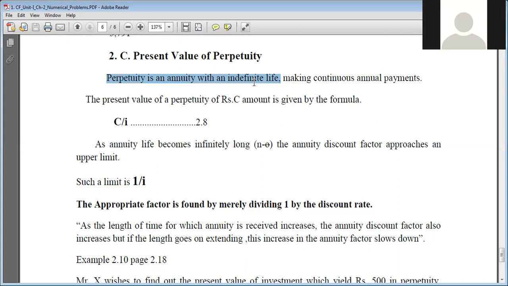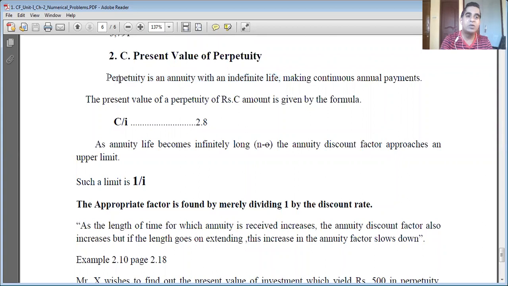Yes, lifetime. So the retired person who is going to receive a pension receives a fixed sum of monthly income for an indefinite life, throughout lifetime. We don't know when that person is going to die. So that is nothing but perpetuity, a very good example. So I repeat, perpetuity is an annuity with an indefinite life, making continuous annual payments. It may be making payments or receiving payments, both. The best example for a layman at our level is a pension received by a pension holder or retired person.